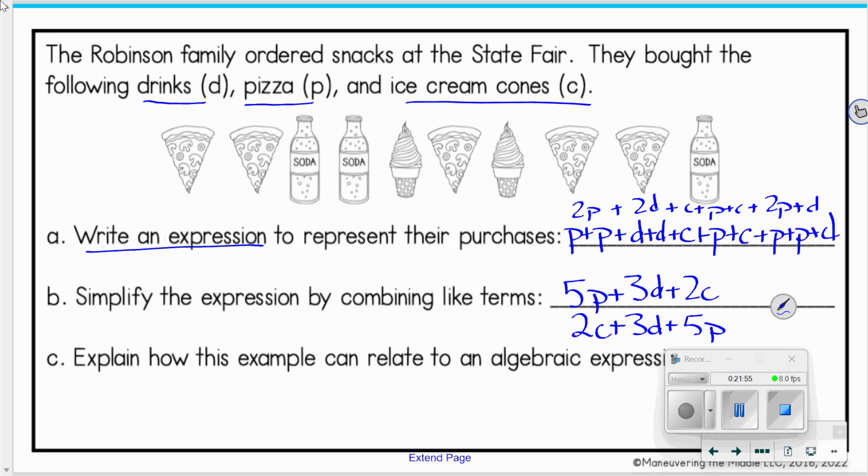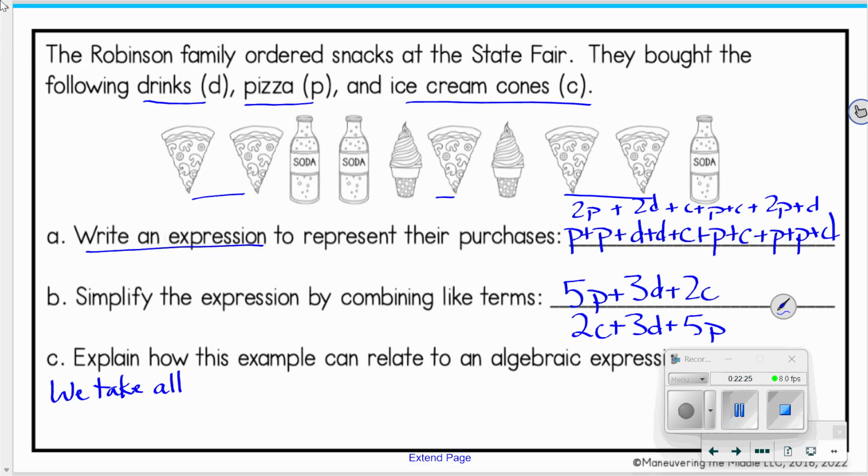Good. So the biggest way it relates, guys, is even though it was all separated, we needed to put the things that were the same together. So we had to count all the pizzas and put them all together. We had to count all the drinks and put them together. We had to count all the cones and put them together. Does that make sense? Yes. Okay?